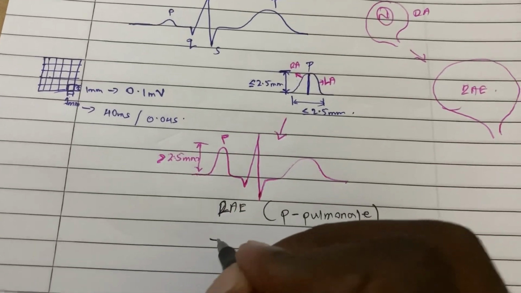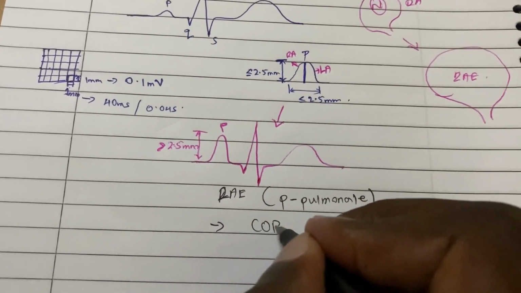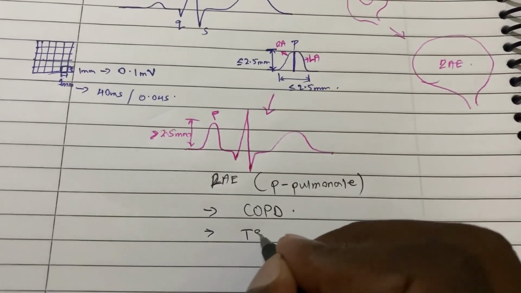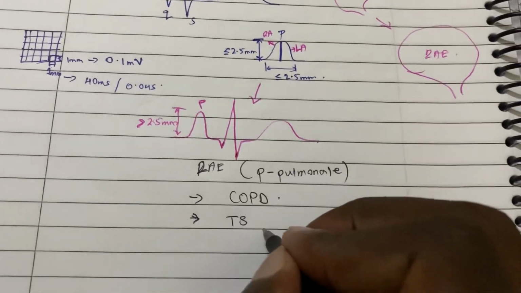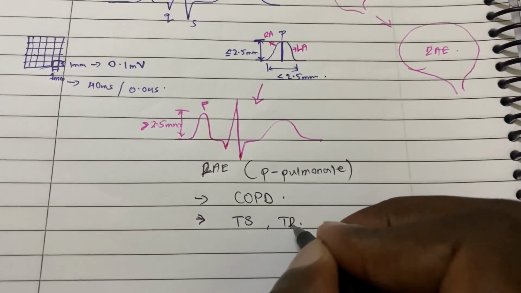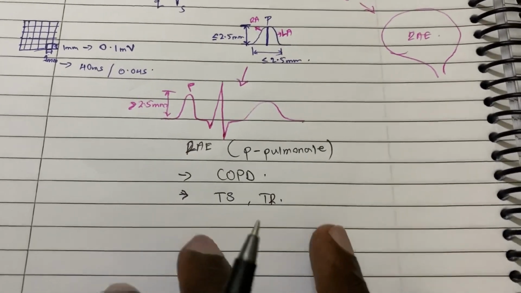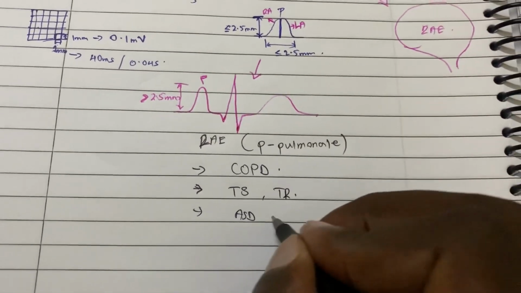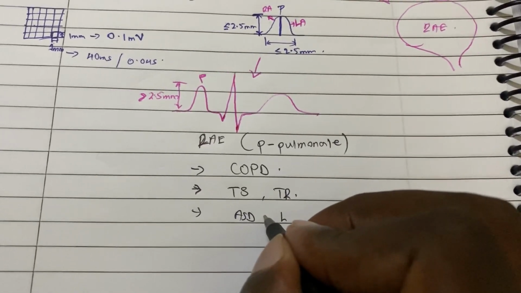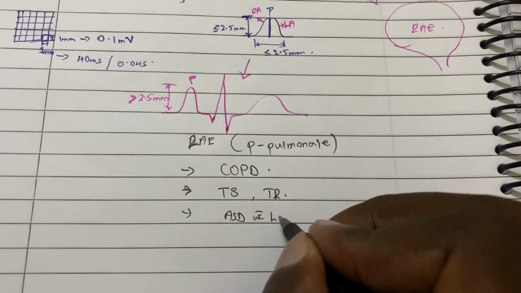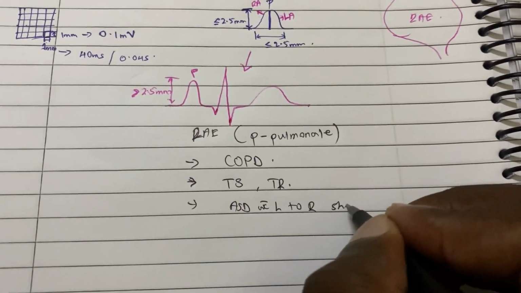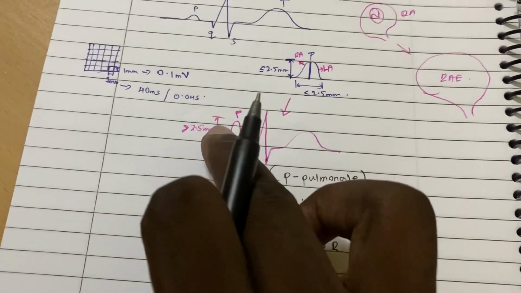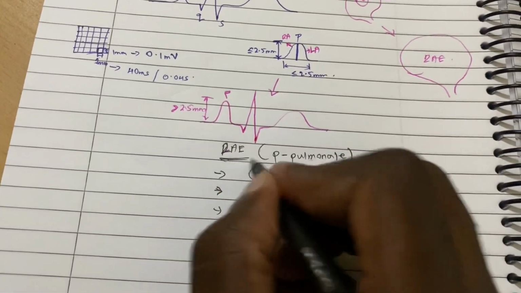So causes here, we can see it in COPD, tricuspid stenosis, or tricuspid regurgitation. We are going to see it. And then in ASD with the left to right shunt. So these are the conditions under which you can see P pulmonale.